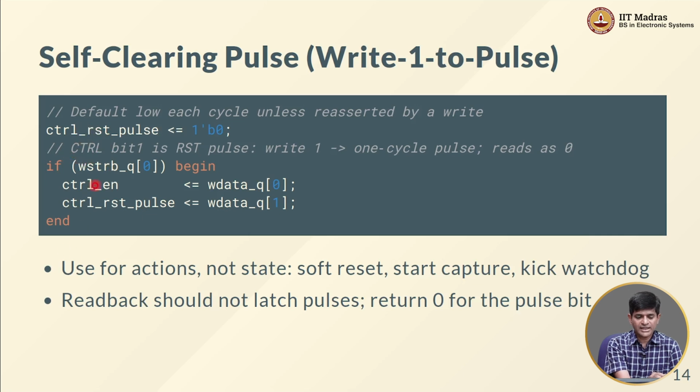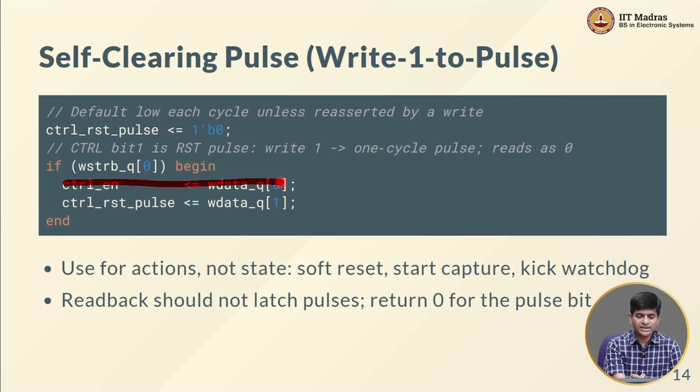If so, then the control reset pulse will become equal to W data queue of 1. What does that mean? It basically means that if I write 1 into the location W data queue of 1, then control reset pulse will become equal to 1. The interesting thing is, because of this statement out here, which is outside of the case statement and outside of this if statement, right, the next time I come through the always block, in other words on the next clock cycle, control reset pulse will get set back to 0.